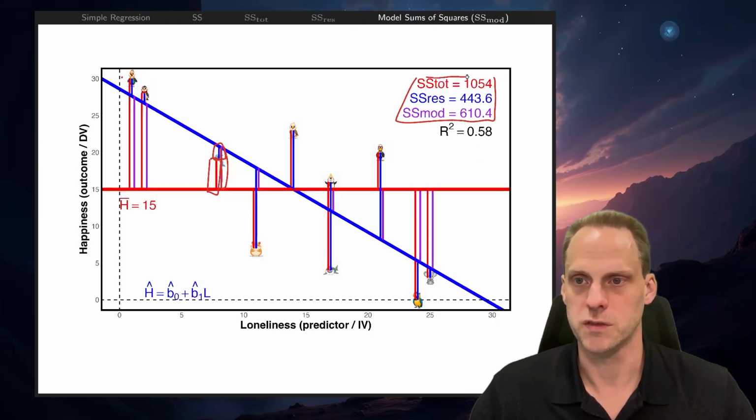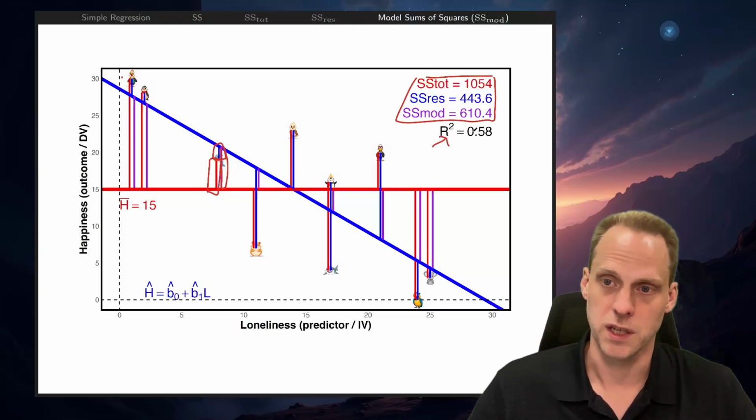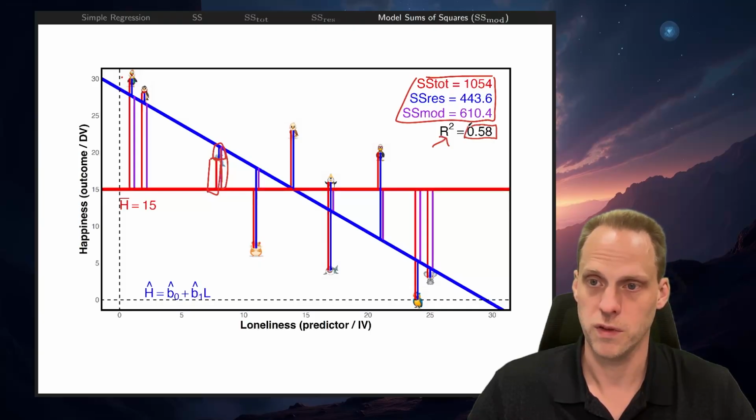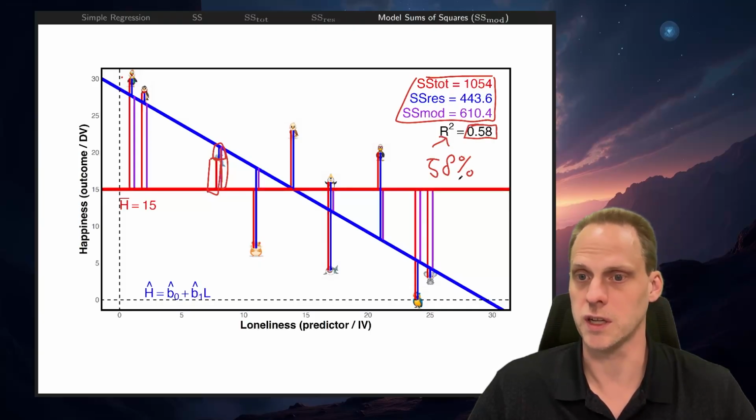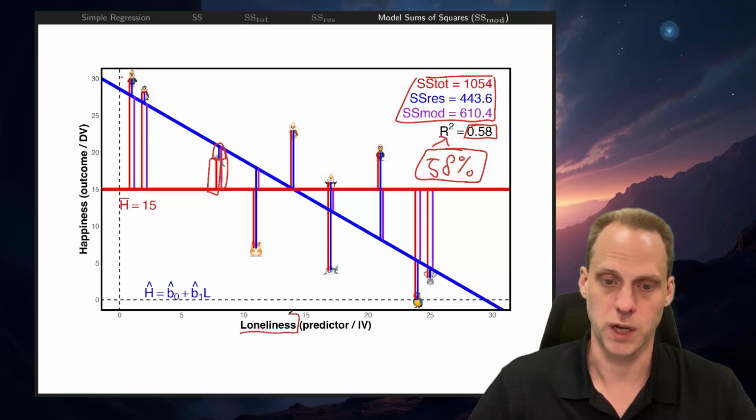Now we can use these, we actually only need to use two of them, to get the R squared, the explained variance. In this case, 0.58. So we explained 58% of the uncertainty in our data by taking loneliness into account.